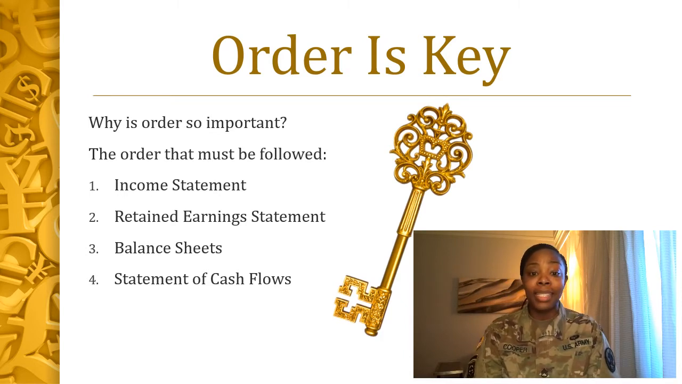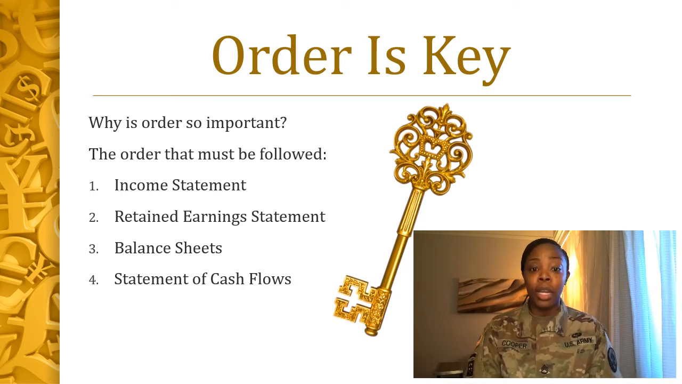The first sheet is the income statement. The second sheet is the retained earnings statement. The third sheet is the balance sheet. The fourth sheet is the statement of cash flow. But we're not going to focus on the statement of cash flow. You will learn that in phase two.